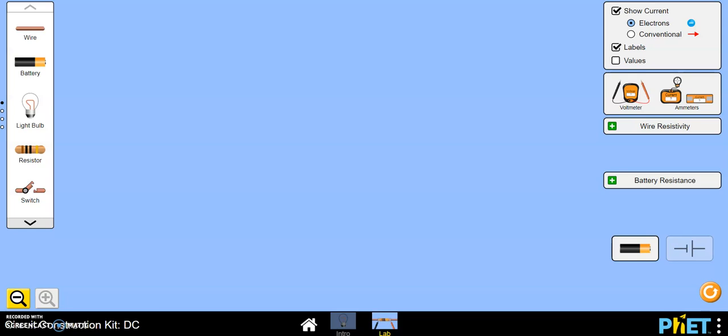All right, so this is just a little introduction on how to use the PhET circuit simulation instead of our normal setup, because we would normally be using physical things. That sounds super vague, but we would normally be using actual physical objects. And we would most likely be using a compass to help us figure out what's happening inside of a circuit.